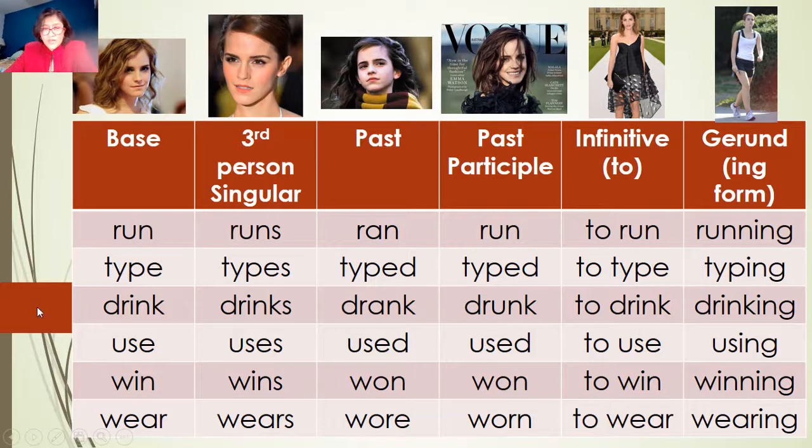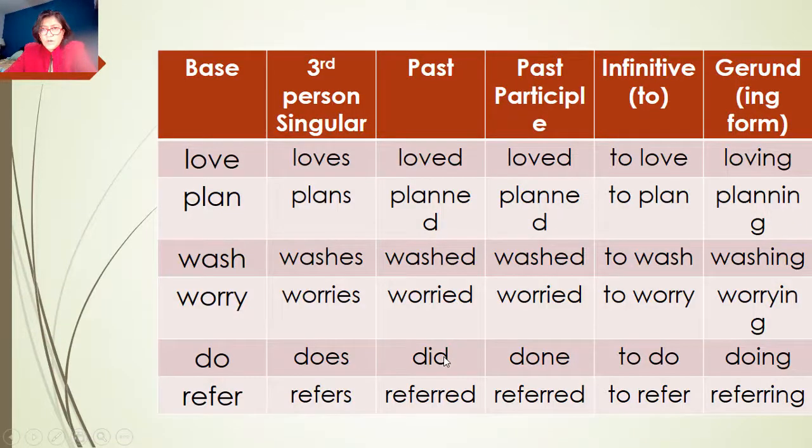So type, typing, drink, drinking. Notice how it's drink, and then you just add ing. Use, using. Again, we have a silent e at the end. Win, winning. Again, we have a consonant, vowel, consonant. We double the consonant and add ing. Wearing, we don't need to do anything. We just write wear, ing, because there is no consonant, vowel, consonant, right? So that's basically it. So pretty much that's what the verb forms are.